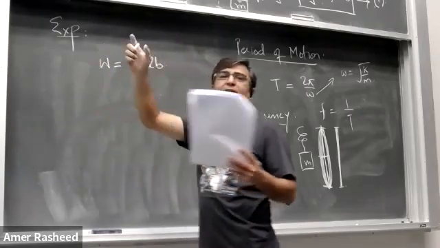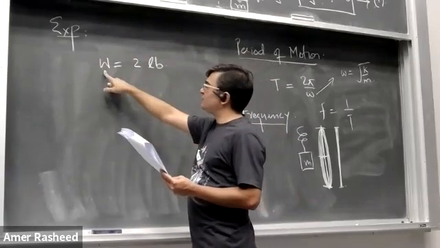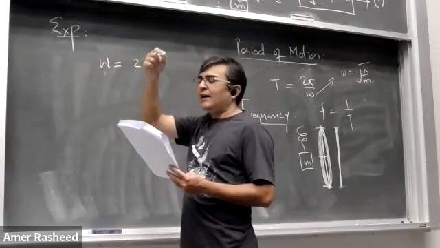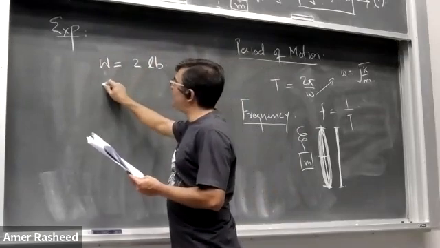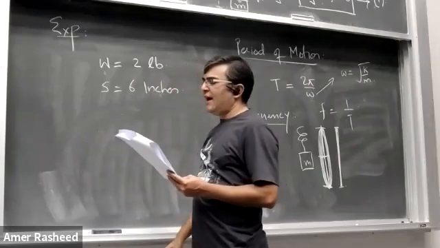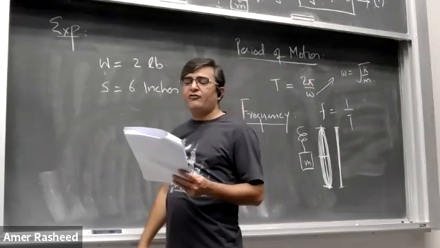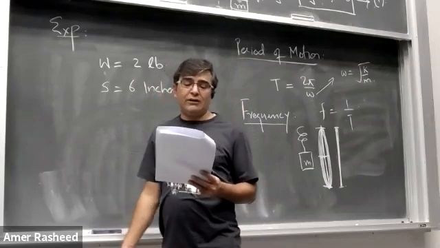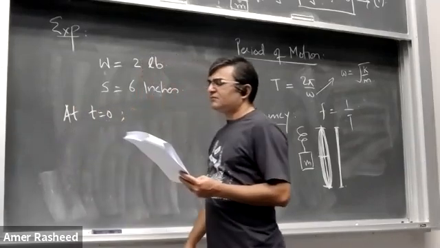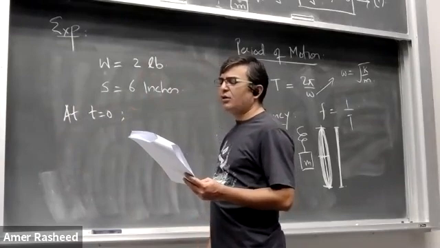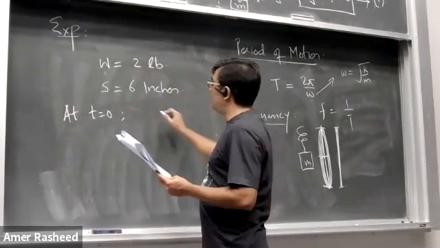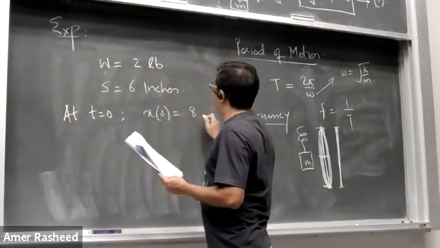So we have a spring mass system. We attach an object of weight 2 pounds to that spring, and that spring is stretched 6 inches downward. At time t equal to 0, the mass is released from 8 inches below the equilibrium position. What does it mean? x of 0 is 8 inches.